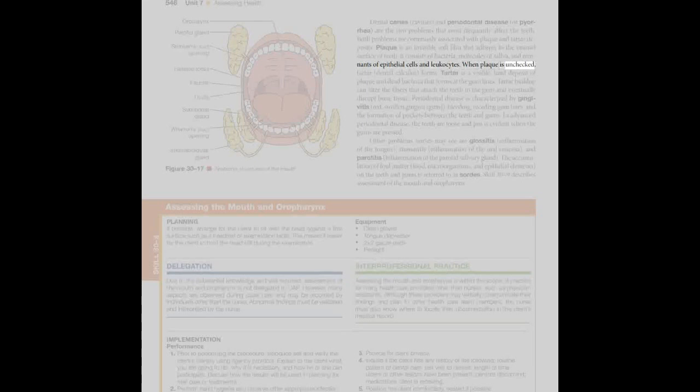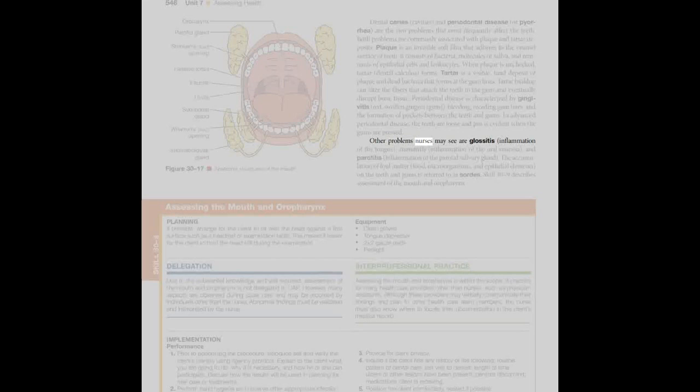When plaque is unchecked, tartar, dental calculus, forms. Tartar is a visible, hard deposit of plaque and dead bacteria that forms at the gum lines. Tartar buildup can alter the fibers that attach the teeth to the gum, and eventually disrupt bone tissue. Periodontal disease is characterized by gingivitis, red, swollen gingiva, gum bleeding, receding gum lines, and the formation of pockets between the teeth and gums. In advanced periodontal disease, the teeth are loose and pus is evident when the gums are pressed.